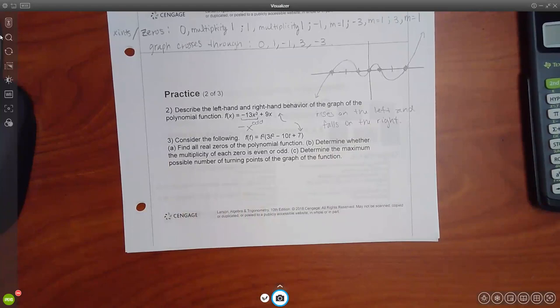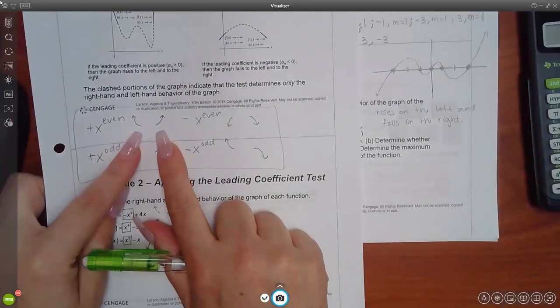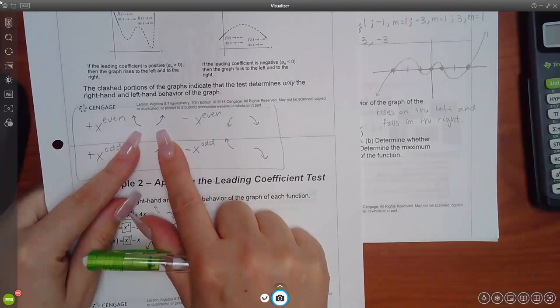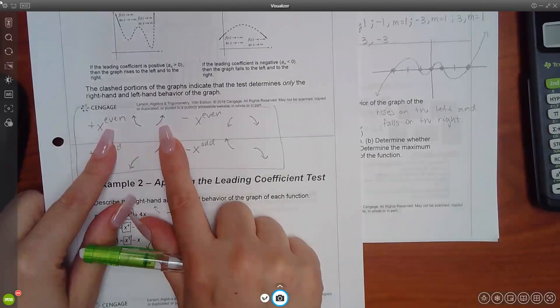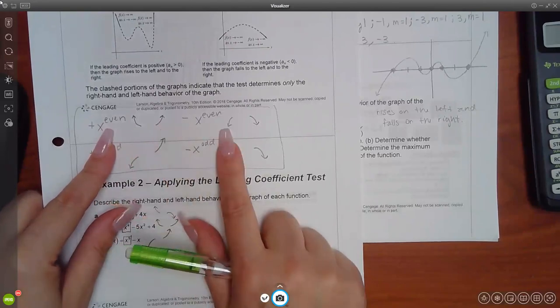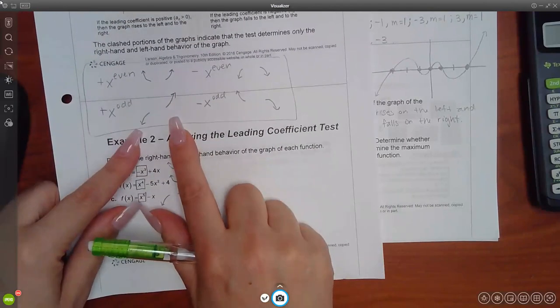Now, knowing that terminology that they're using, what is this one doing? What is it doing on the left? Rising or falling? It's rising on the left, and what is it doing on the right? Rising. So this kind rises on both sides, doesn't it? What does this one do? It falls on the left and the right. What is this one doing?